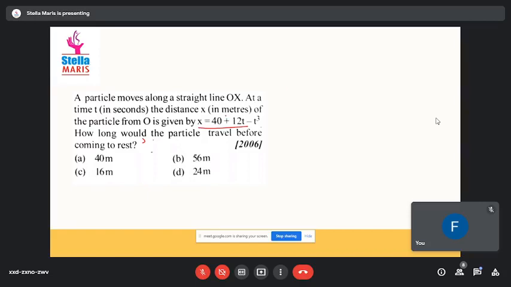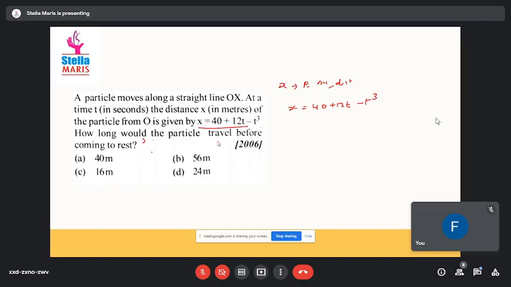See, they have given x. As I said, x can be position, displacement, or distance. They have given x as an equation, that is 40 plus 12t minus t cube. They are asking how long would the particle travel before coming to rest.